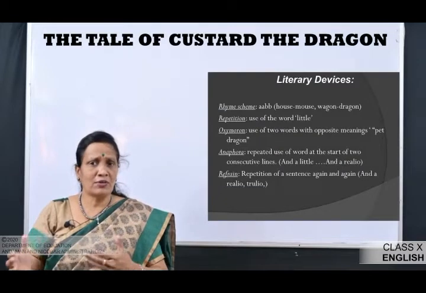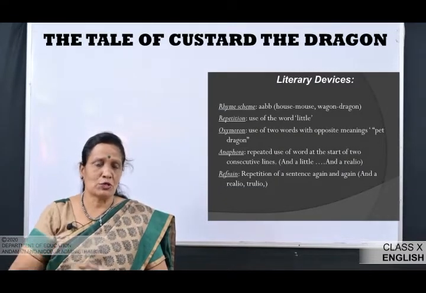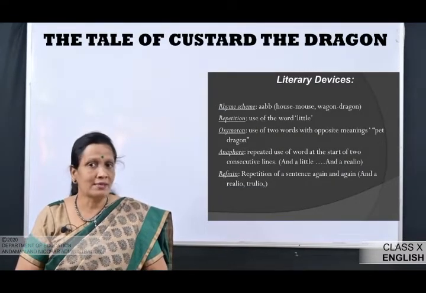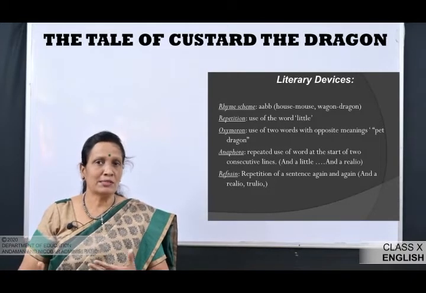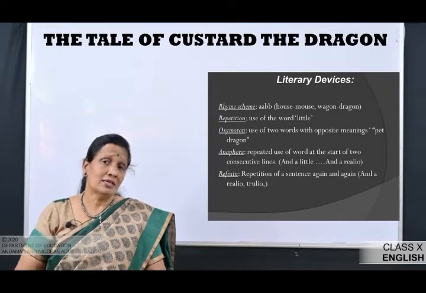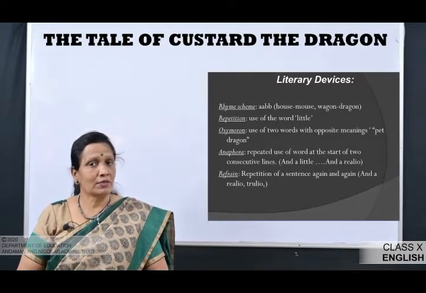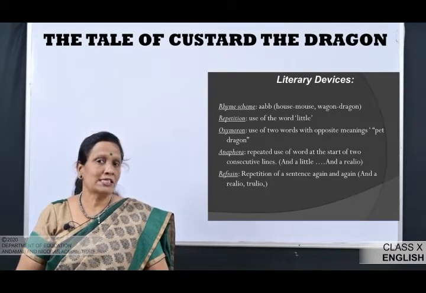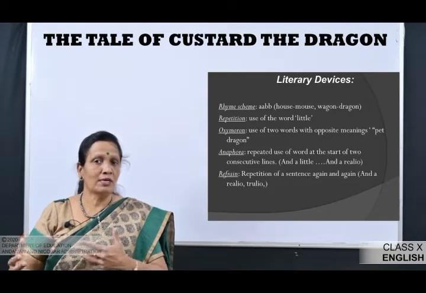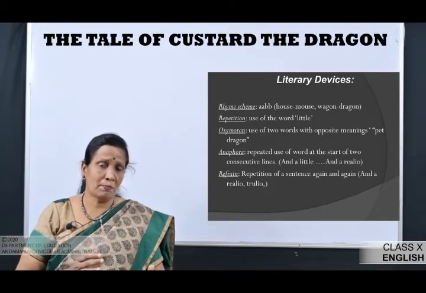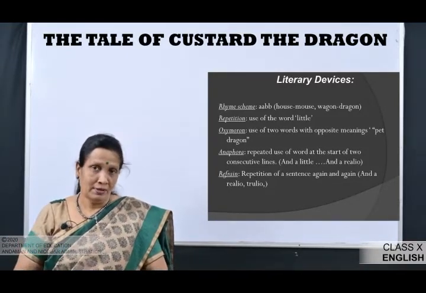Now let's look at the literary devices, children, in this particular stanza. The rhyme scheme is AABB: house, mouse, wagon and dragon. Now repetition, the use of the word little. Oxymoron, use of two words with opposite meanings. Here, pet, dragon.